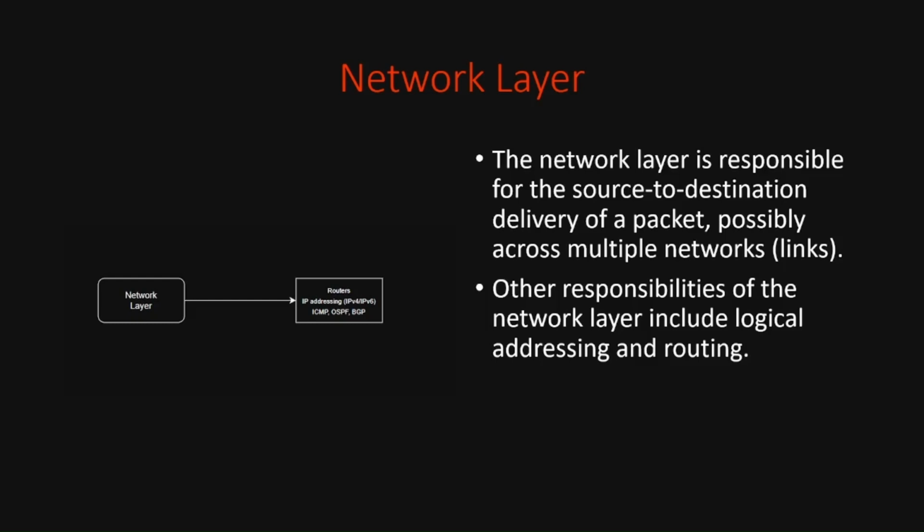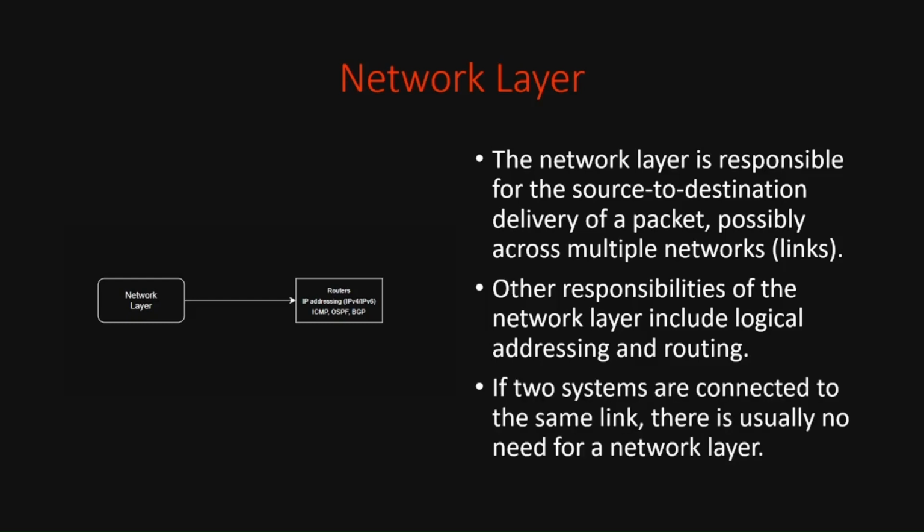But here's an interesting twist. If two systems are connected to the same link, there is usually no need for a network layer. Why? Because there is no complex path to plan. The data can just travel directly from one system to other. The network layer is essentially the navigator. It sees the whole map, plans the journey, and ensures your packet reaches its destination, no matter how far or complex the route.